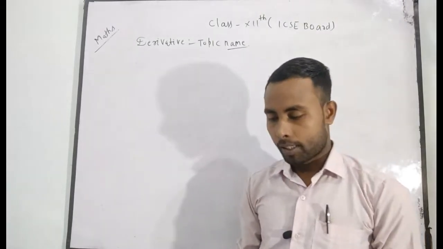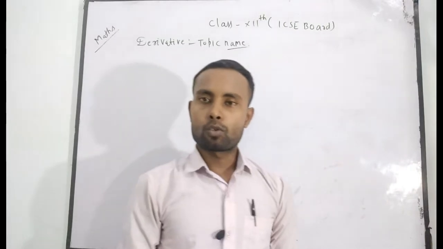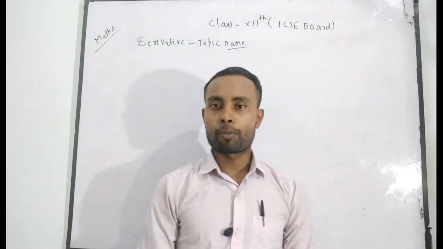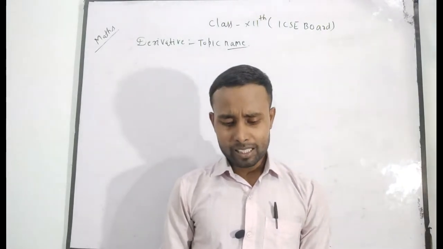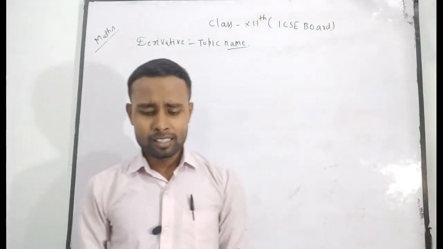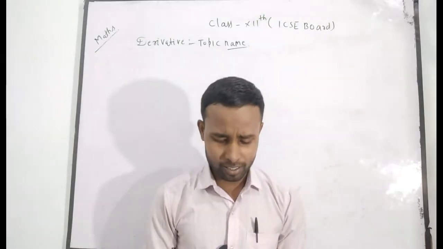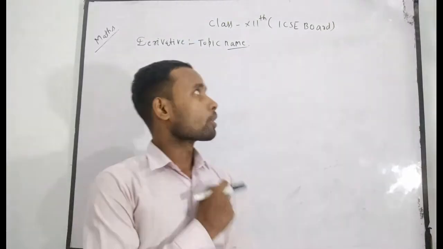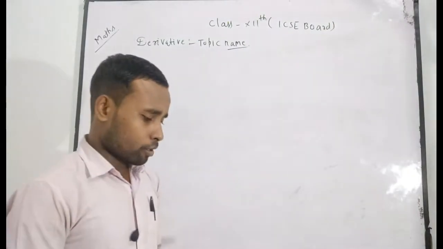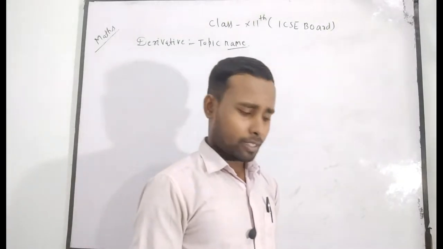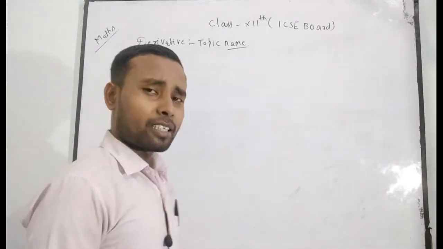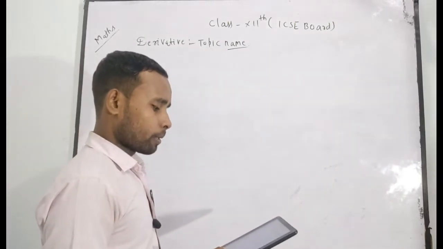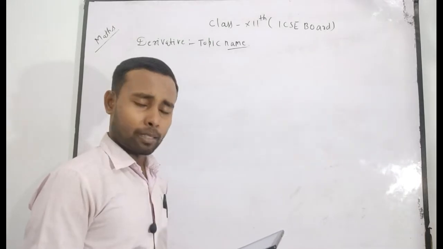Today, I am going to start a new topic in the derivative chapter. In the previous class, I have already discussed chain rule related problems, but in this class, we mainly discuss some complex problems relevant to the chain rule. First of all, I want to start with interchange of the dependent and independent variable. You can see it in your books, and the next topic will be interchange of the dependent and independent variable.